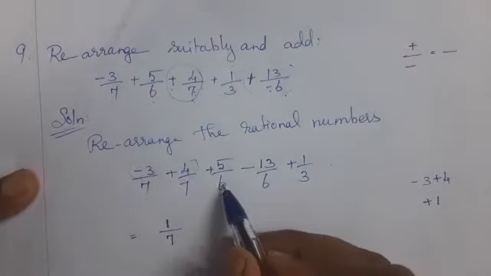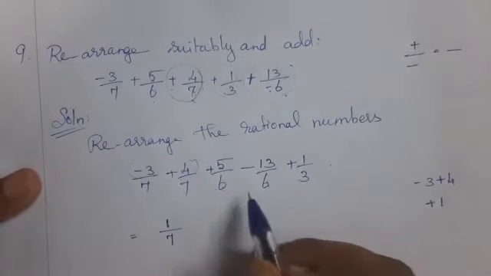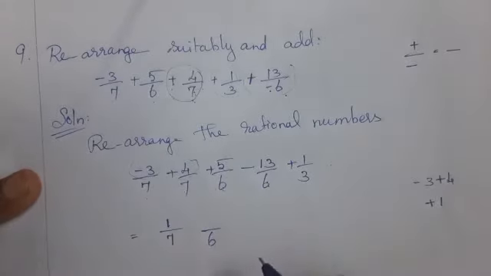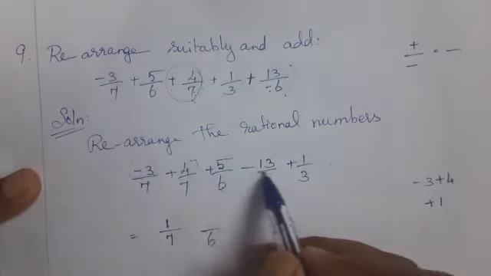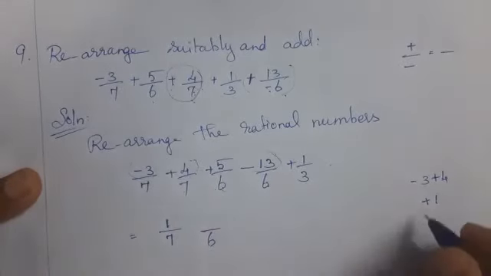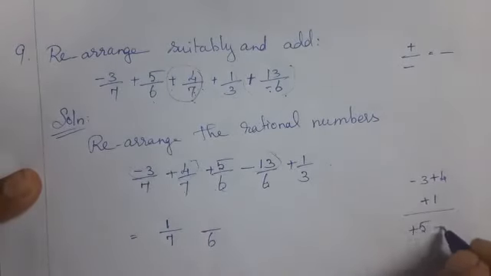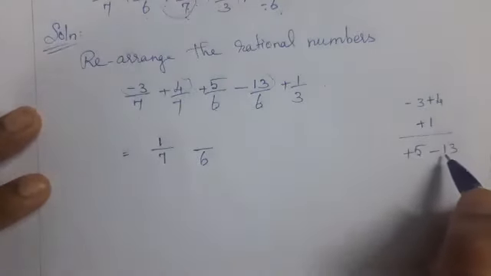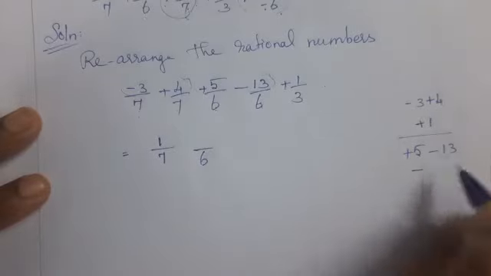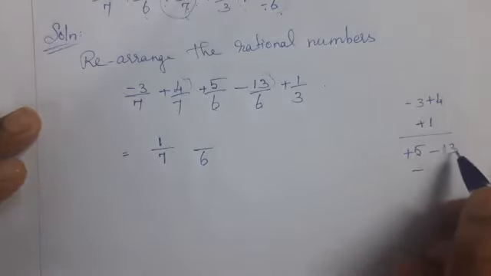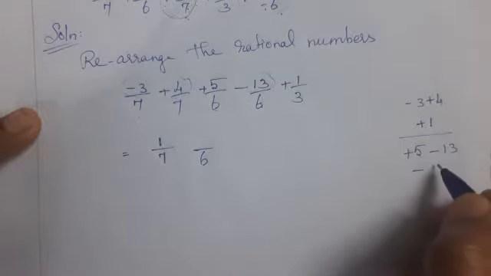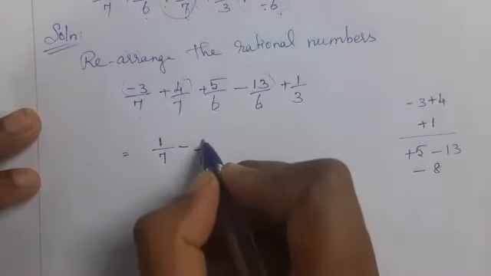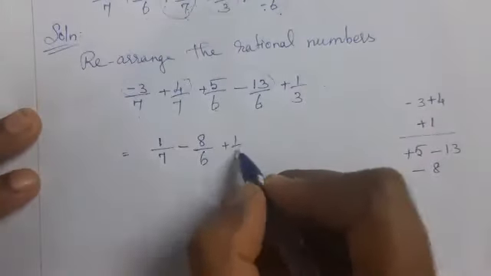Now come to the third and fourth terms. See, the denominators are both the same. Write the denominator 6. Now see the numerator, that is plus 5 minus 13. If the terms have different signs, immediately write the biggest sign and find the difference. 13 minus 5, that is 8. Therefore, write the sign here, write the number here. Now write the fifth term as it is.